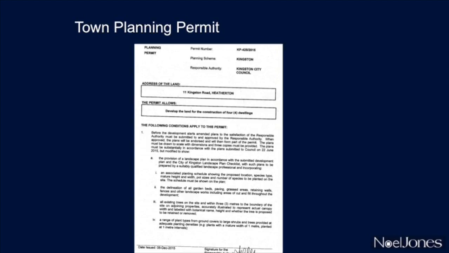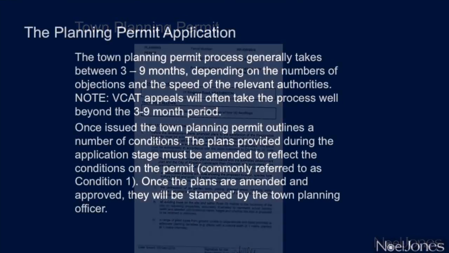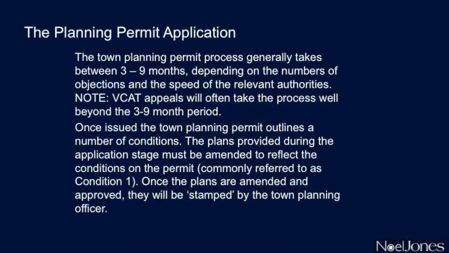Conditions may require that substantial changes are made to the design, or that your development requires additional infrastructure to be incorporated into the construction phase, adding thousands to future costs. The town planning permit process generally takes between 3 to 9 months, depending on the number of objections and the speed of the relevant authorities. VCAT appeals will often extend the process well beyond that 3 to 9 month period. Just be aware of that.